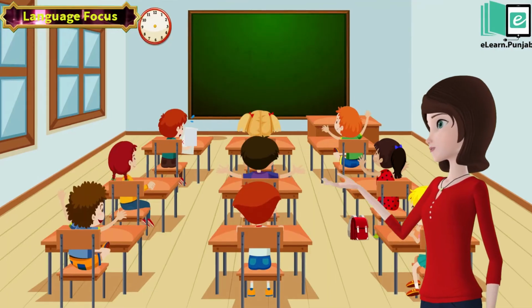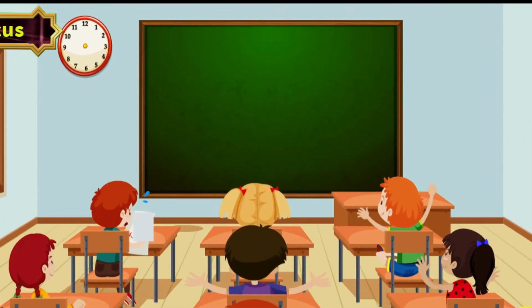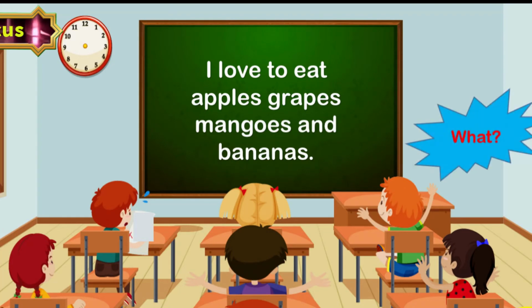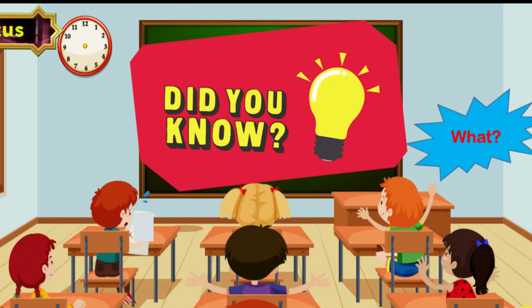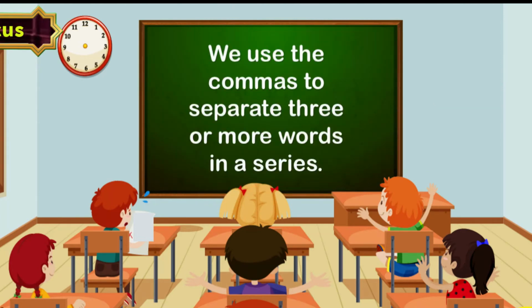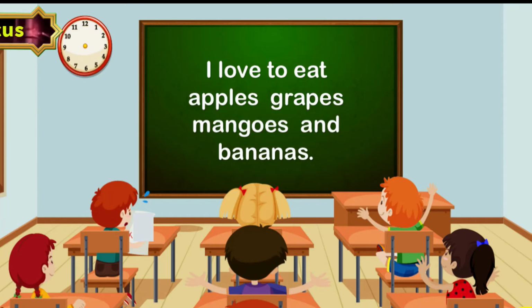Use of commas. Junaid, come here and write what you like to eat in fruits. I love to eat apples, grapes, mangoes, and bananas. What? Junaid, I think you forgot the commas. Do you know, kids, why we use commas? We use the comma to separate three or more words in a series.